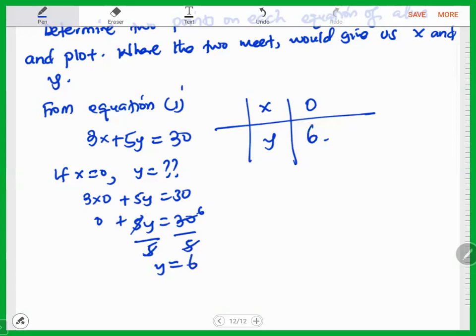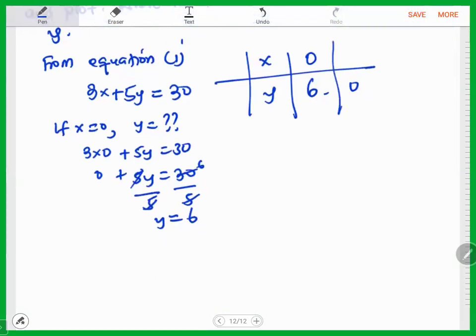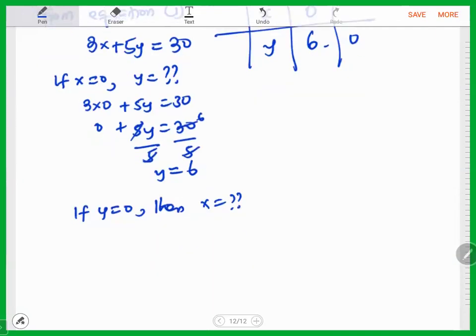How about when y is 0? Because I need to get 2 points. If y is equal to 0, then our x we don't know. So we shall have 3x plus 5 times 0 is equal to 30, which gives x equal to 30 divided by 3. Our x is equal to 10. So this shall be 10.